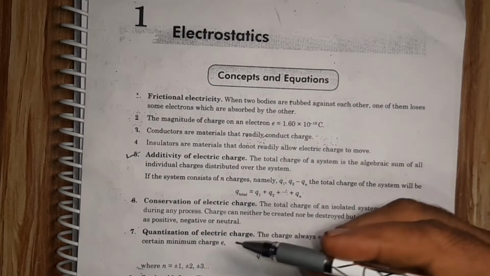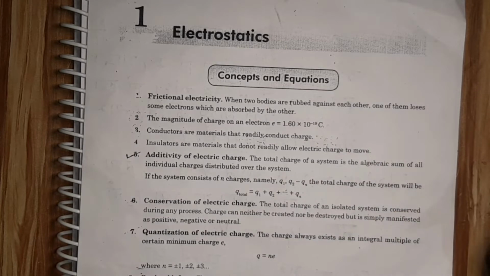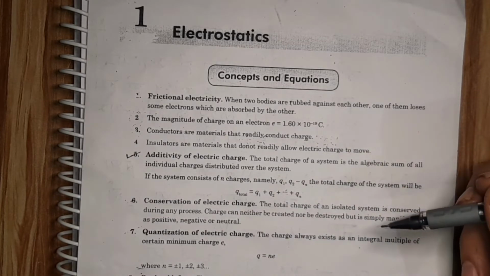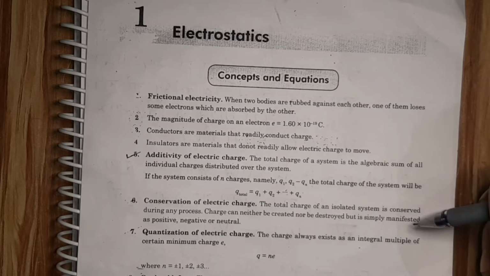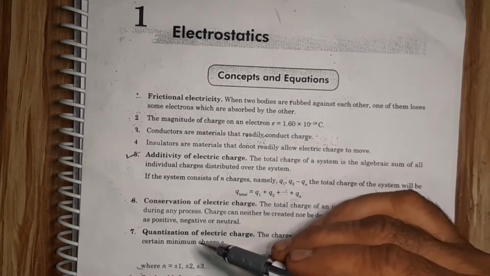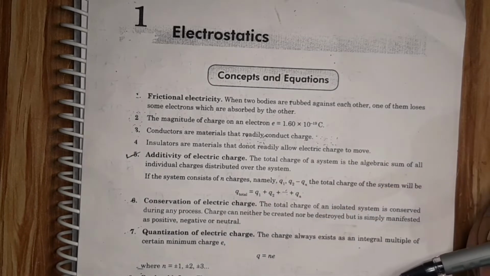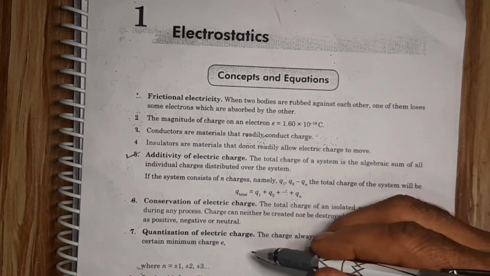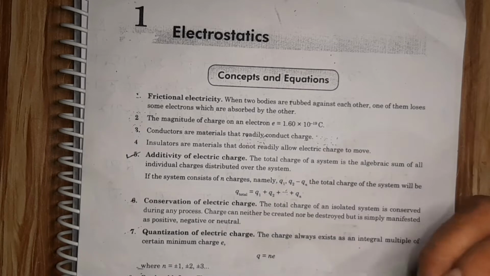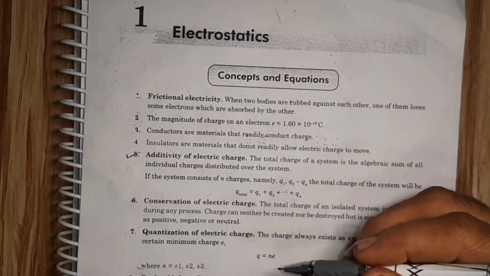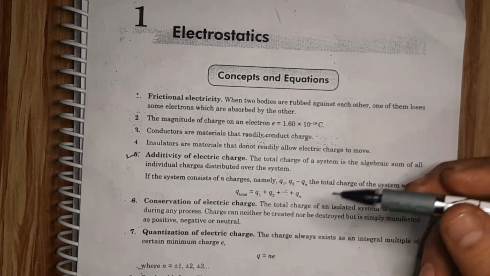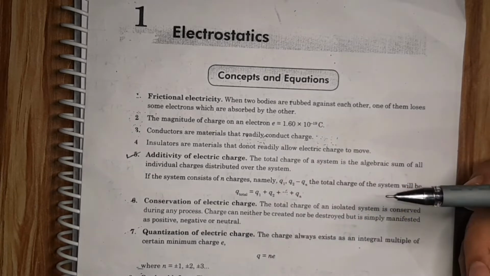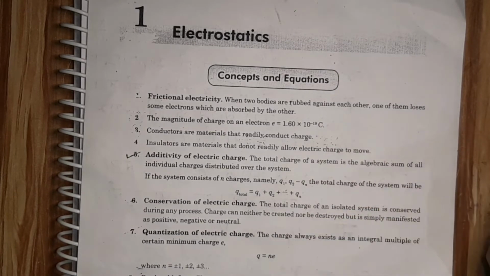Seventh, quantization of electric charge. The charge always exists as an integral multiple of a certain minimum charge e. Symbolically, it can be written as Q equals ne, where Q is the total charge, e is the charge on an electron, and n is the number of electrons.